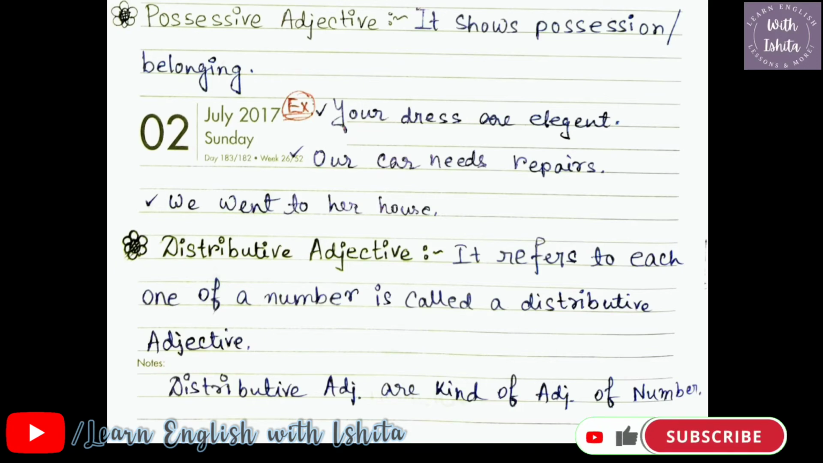Now we will talk about distributive adjectives. An adjective that refers to each one of a number is called a distributive adjective. Distributive adjectives are a kind of adjective of number. Okay, remember that point. For example, every child must be sent for a medical checkup. Next, neither candidate was found suitable. In these sentences, every and neither are examples of distributive adjectives.